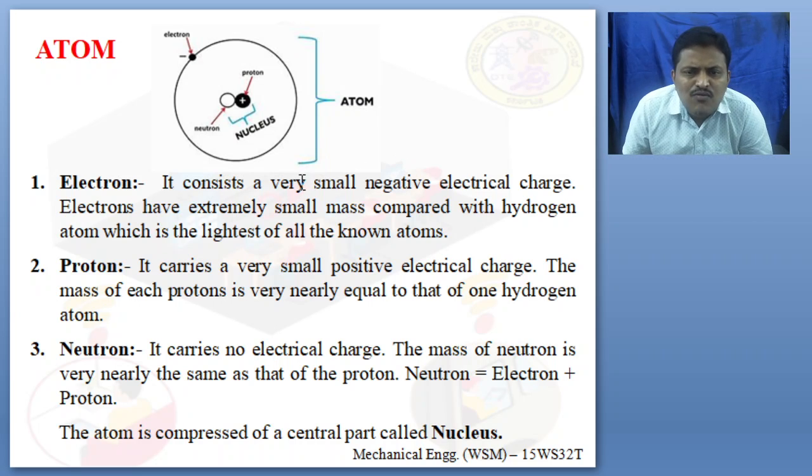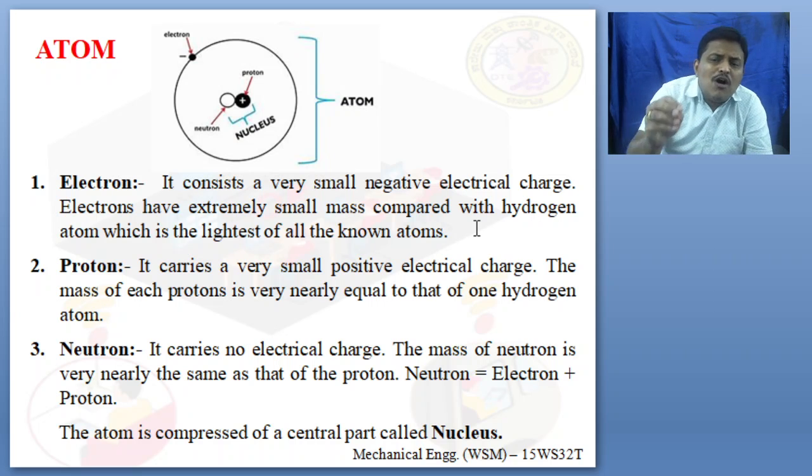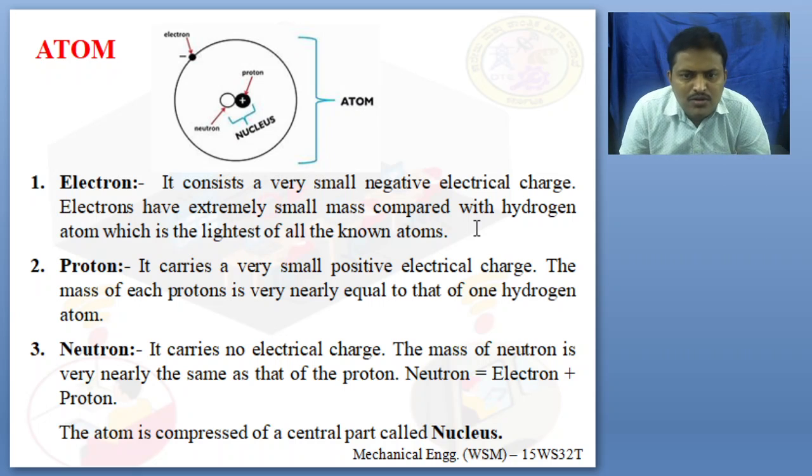Electrons have very small negative electric charge. As I said, negative electric charge. They are negatively electric charged, you can say. When compared to hydrogen atom, why I said hydrogen, it is a special element. Even though it has certain metallic properties, we will call it non-metallic. So electrons have relatively extremely small mass compared with a hydrogen atom, which is the lightest of all the known atoms.